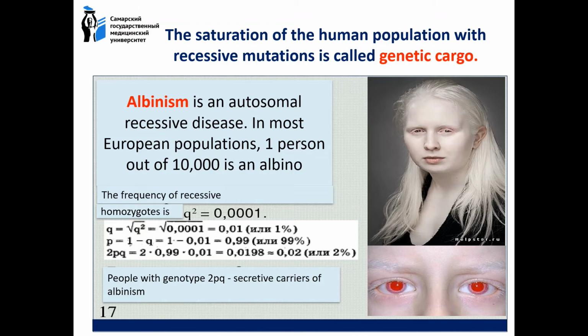They contribute to the gene pool, and their genotypes increase the saturation of the population with these recessive mutations and the distribution of the disease. This slide demonstrates how the Hardy-Weinberg law can be used. Migration and the marriage system are also of great importance for supporting the quantity of heterozygotes in a population.